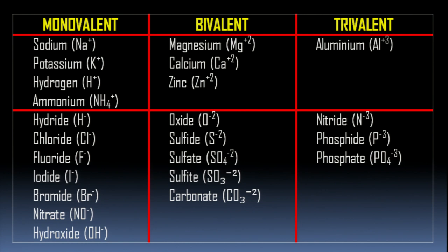Oxide 2 minus. Sulfide, S2 minus. Sulfate, again a group of atoms, SO4 2 minus. Sulfite, SO3 2 minus. Carbonate, CO3 2 minus. These are bivalent. What about trivalent? Trivalent are aluminium, Al 3 plus. Nitride, N 3 minus. Phosphide, P 3 minus. And phosphate, a group of atoms, PO4 3 minus.